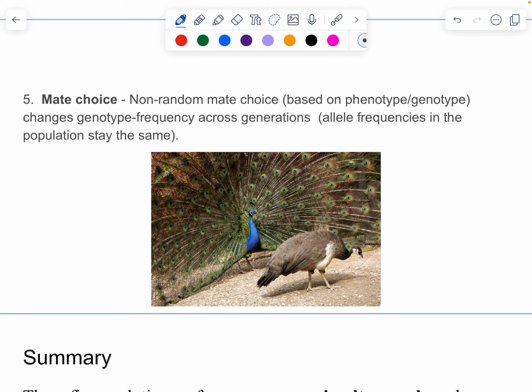This occurs mostly when females choose males based on certain heritable traits represented by their phenotype. So let's take a look at these peacocks here. This is a male, which we commonly call a peacock, and this is a female, which we call a peahen. Now, when peahens choose their mate, they selectively go for peacocks with very elaborate, colorful tails, even though these elaborate, colorful tails give these males a disadvantage because predators can easily spot them.